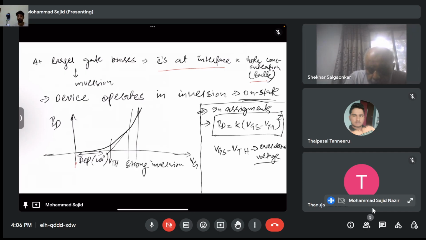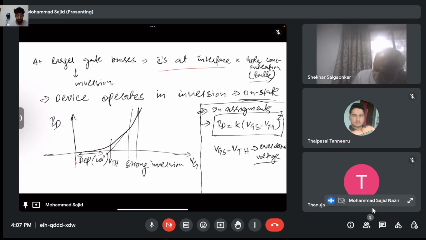And again, as I said, the MOSFET operates as a current source. By definition, IDS is given by this equation. You must remember this equation. It's a very important equation for solving all the questions. This is the normal equation which has all the parts from the linear region to the saturation region.